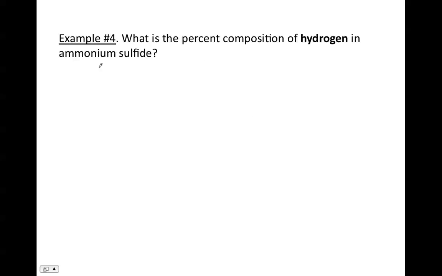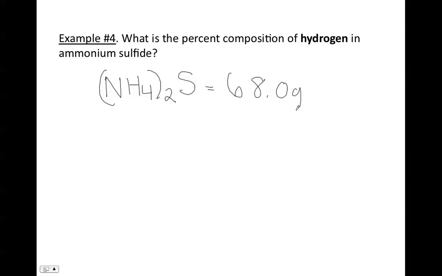And then our last one, now we have ammonium sulfide. So ammonium sulfide is NH4, 2 times, or with sulfur here. So in this case, we need to make sure that we're accounting for the 2 ammoniums. So when we go ahead, we have 2 times the 14 plus the 4 hydrogen times the 2 plus the 32 sulfur. So when you do that, you get 68.0 grams.